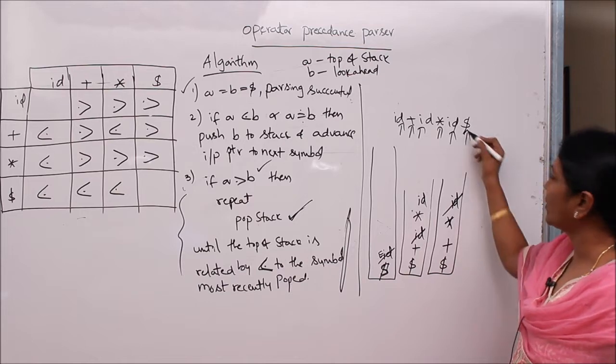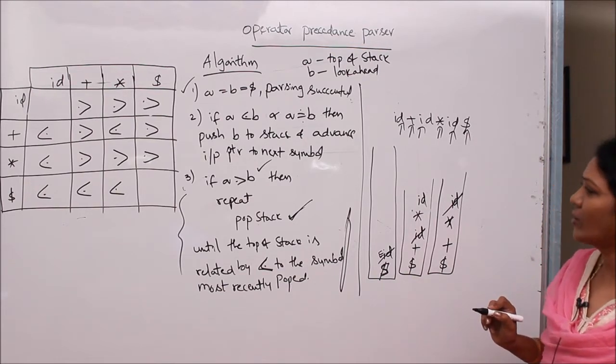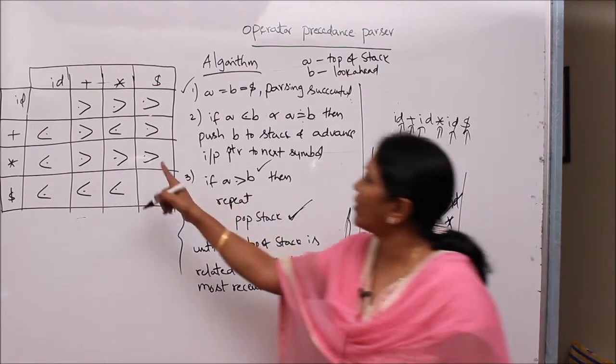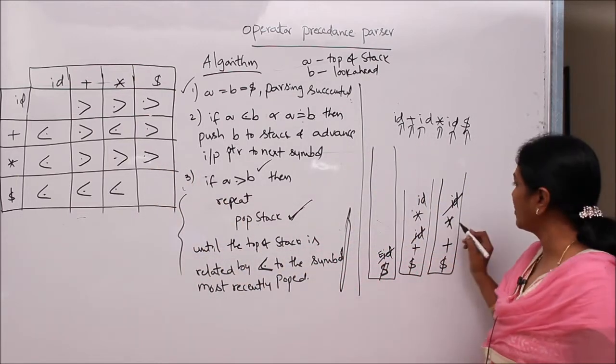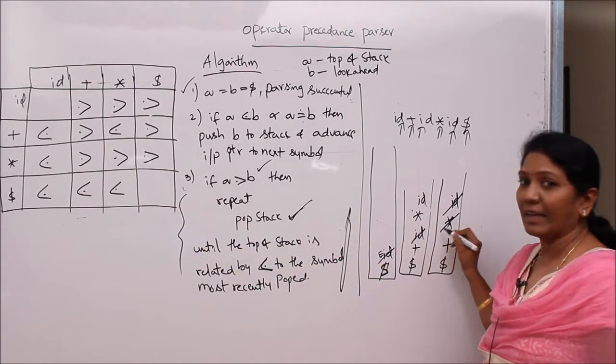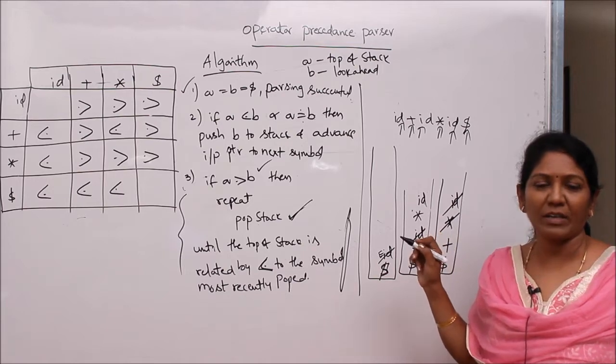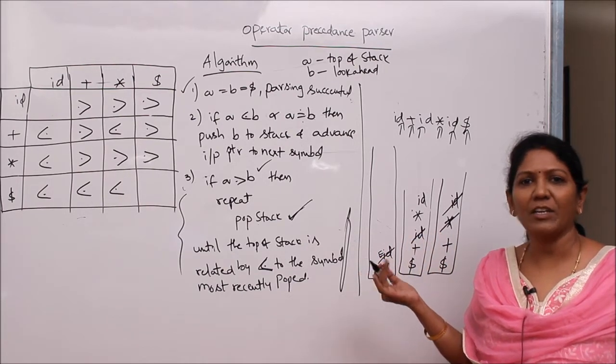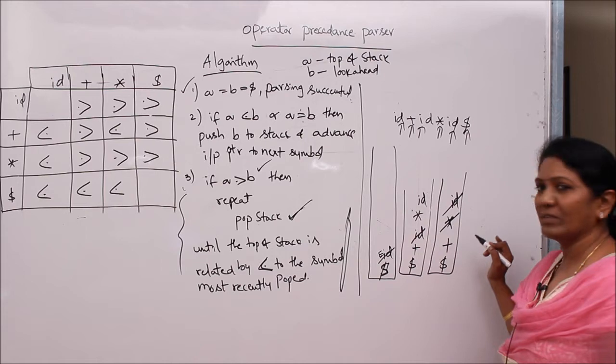Next, star on dollar. What is star on dollar? Star on dollar is also greater. That means the reduce action is to pop star. Here popping of star is something like reduce E star E to E. Okay, this alone is the handle now.